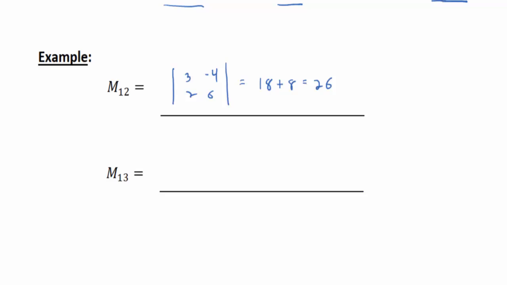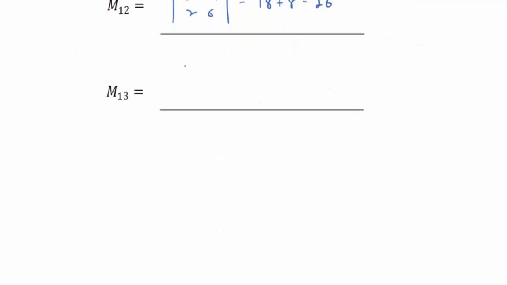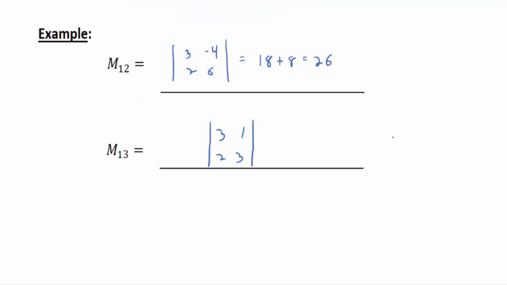Then what would M13 be? If you look at the matrix, what is A13? Okay, what number would I circle in the first row? A13, first row, third entry. So what submatrix are we talking about? 3, 1, 2, 3. But when you see M13, we're talking about the determinant of that submatrix. And what did that turn out to be? That's the 9 minus 2, which is 7. Okay?